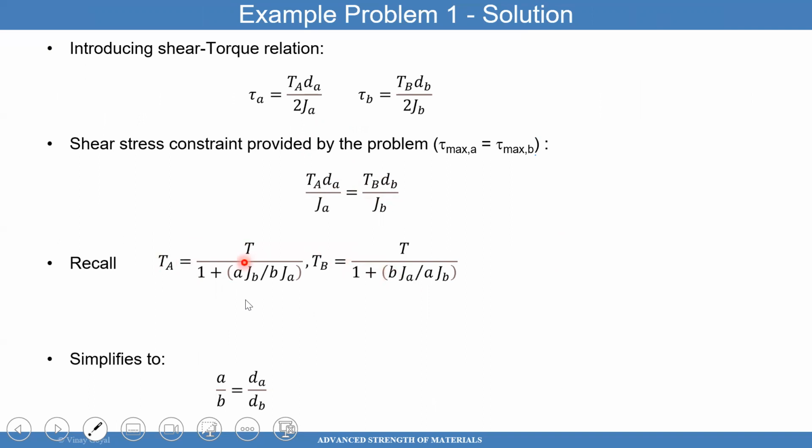So, sorry, this is equal to that, and this is equal to that. So with these two formulas, you can actually show that A over B equals dA divided by dB. So the ratio of the lengths A over B is equal to the ratio of the diameters. So I'll let you check that out at home. Pause the video there, just check it out at home and try it yourself.